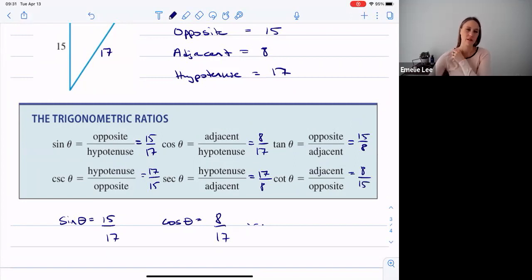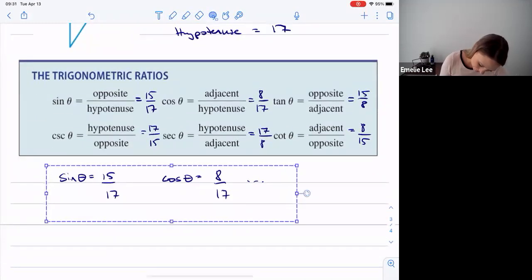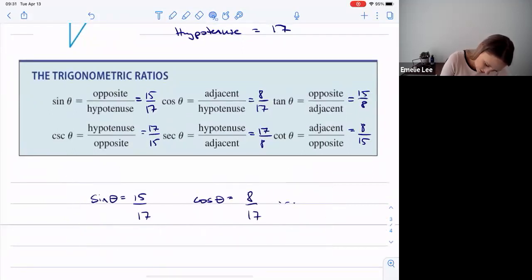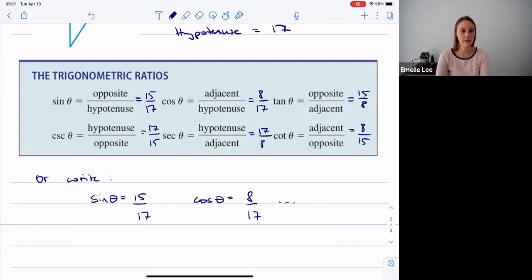Okay. Or write it like that. So you don't have to write out the opposite over adjacent or the adjacent over hypotenuse part, as long as you're able to map the appropriate side, then you're safe. Okay. So, good.